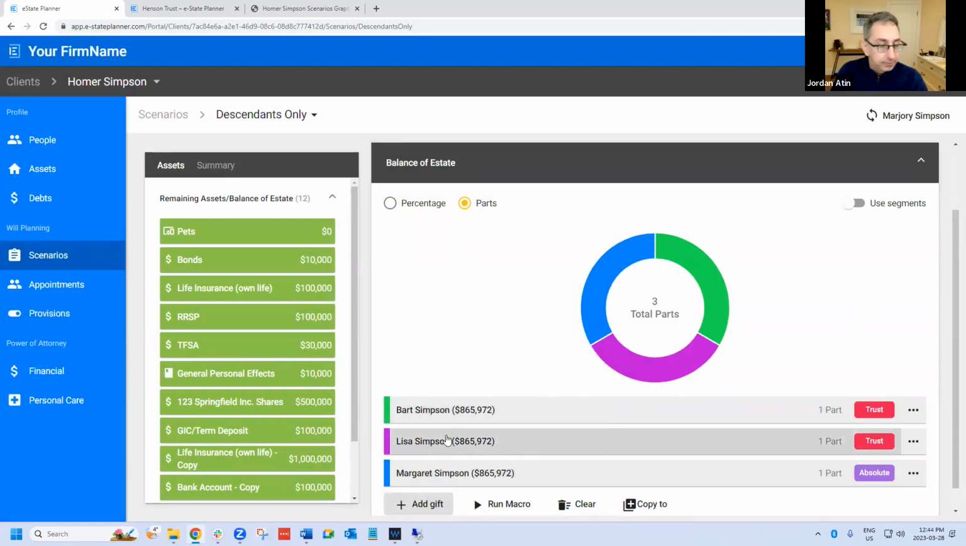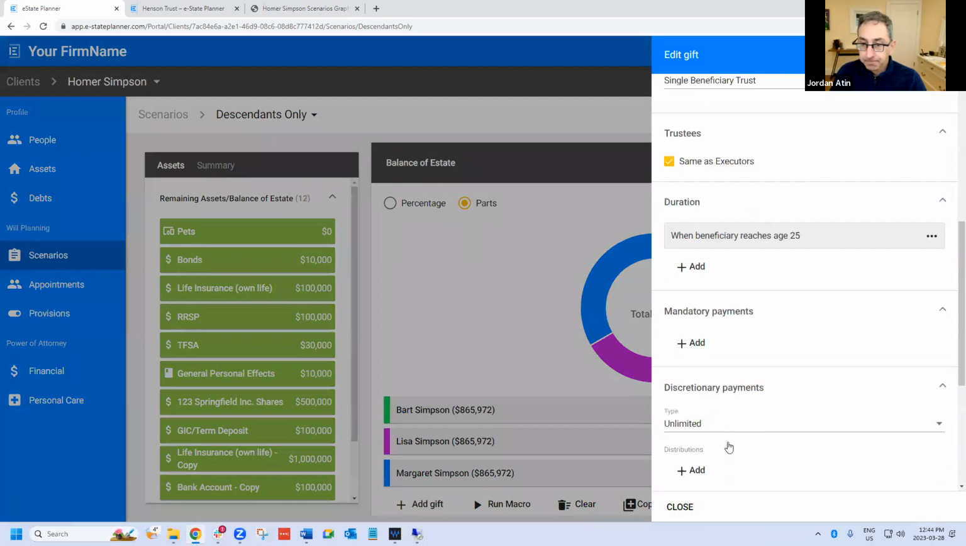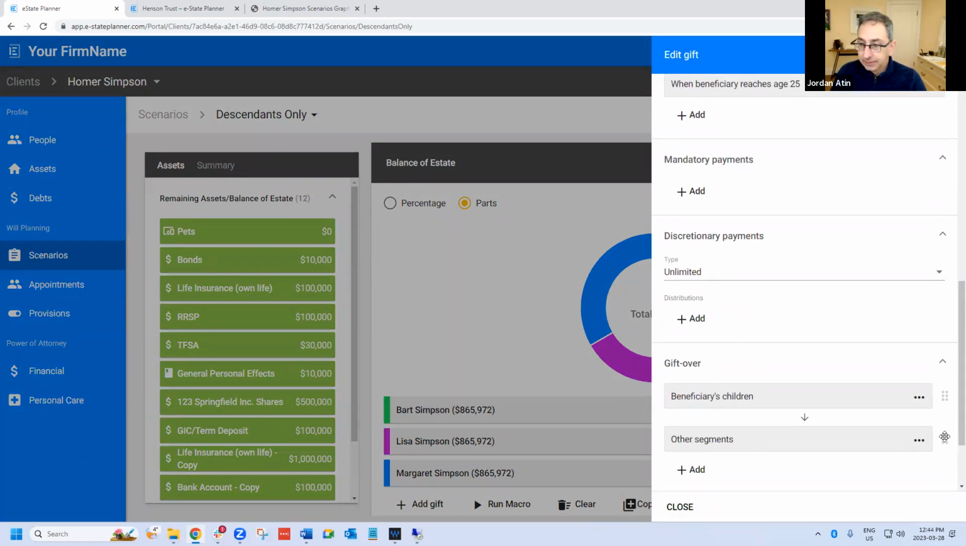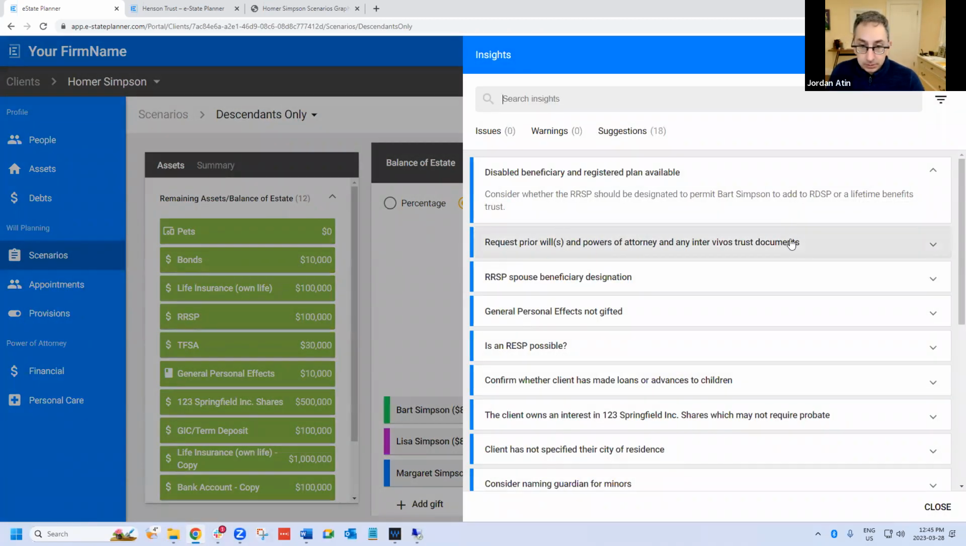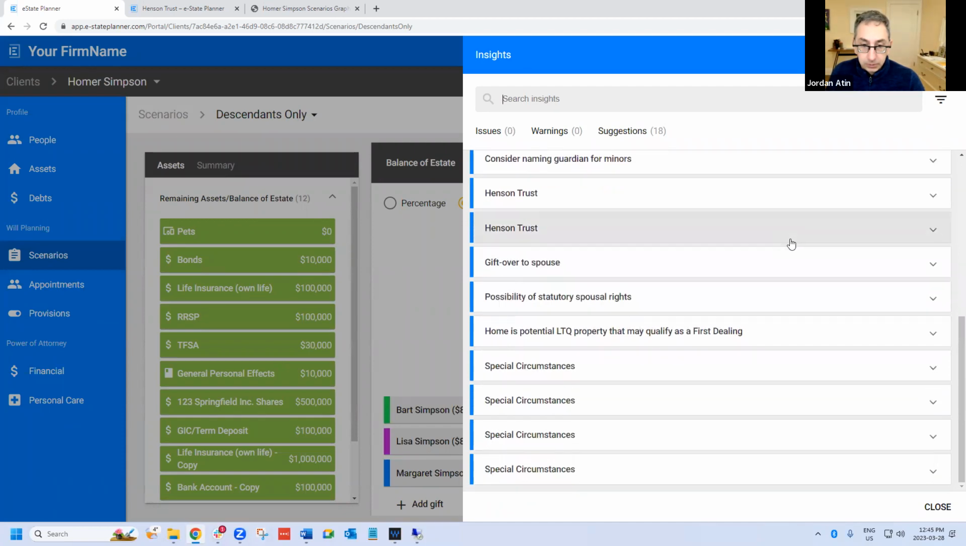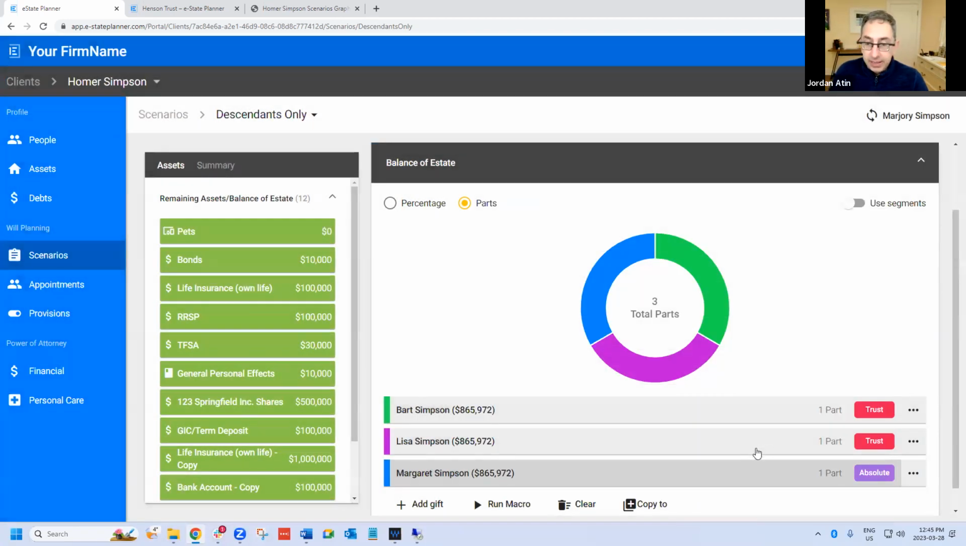So that's how gift overs work. Those are all the different options for gift overs. And I'd love to answer any questions people have, because this is really the most complicated part of it. Anybody? I'm just going to remove a couple things here and say, anybody have any questions?